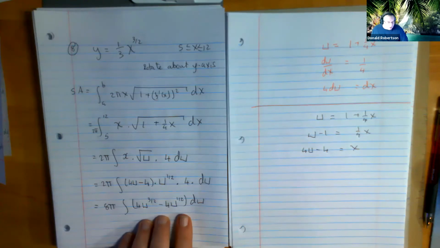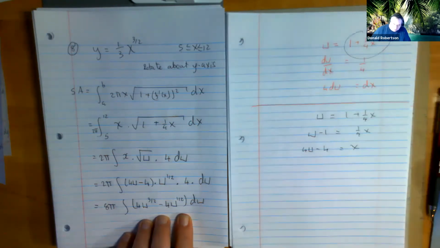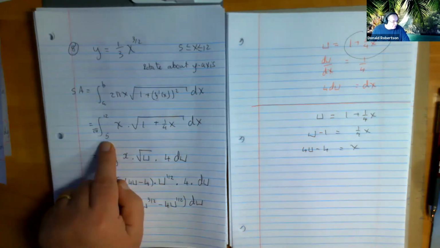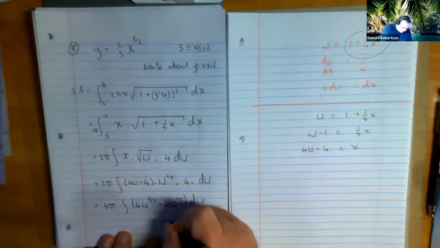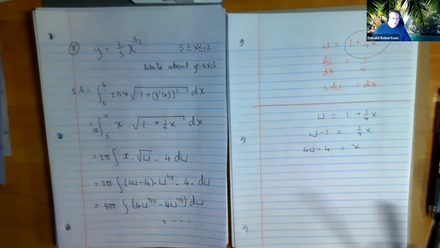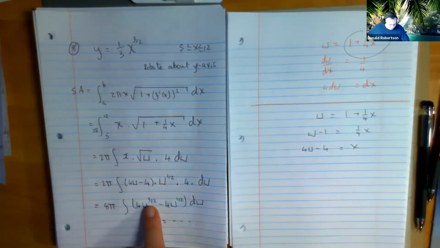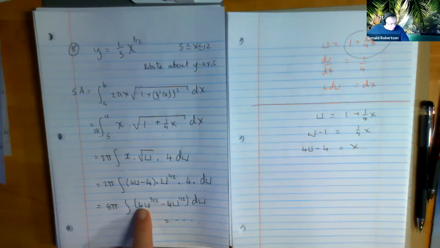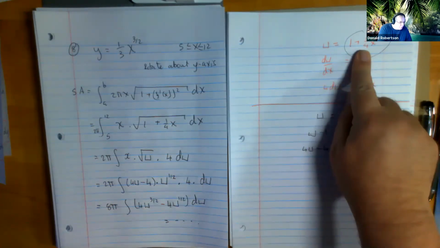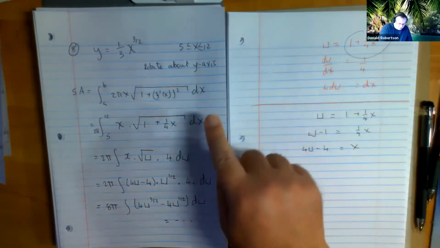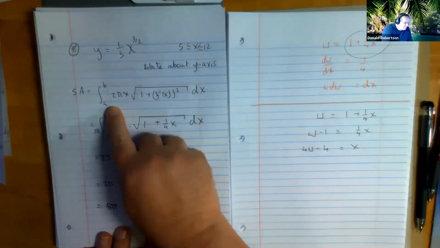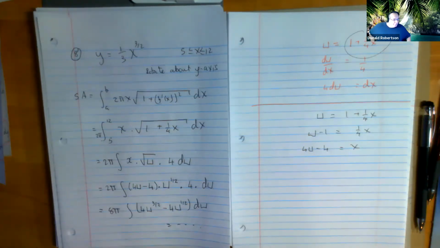Now, would you agree we're at a point where we can use the power rule? The answer is going to be in terms of u. Won't you replace the u with 1 plus a quarter x, and then plug in x equals 5 and x equals 12? So we're finished. Integrate using the power rule, replace the u with 1 plus a quarter x, then plug in x equals 5 and x equals 12, and you'll have your answer.